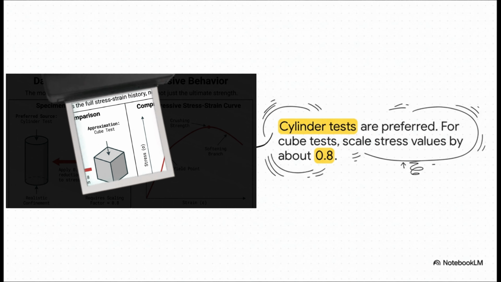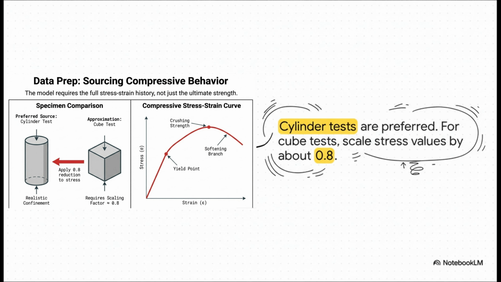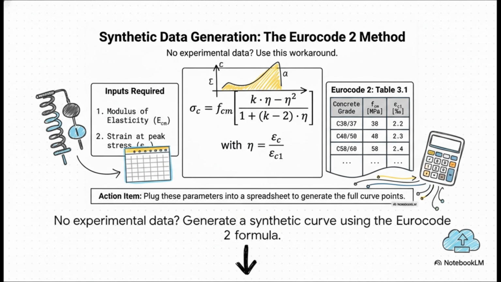A cylinder test is what you want, because it gives a much more realistic picture. Now, if all you have is data from a cube test, you can still make it work, but you'll have to knock the stress values down by about 20%. Multiply them by 0.8 to get them in the right ballpark. But what if you don't have any lab data at all? Hey, don't worry, it happens. There's a fantastic, widely used workaround. You can actually generate a whole stress-strain curve from scratch using this formula from Eurocode 2. You just need a couple of basic properties for your concrete, which you can usually look up in a table like this one. Pop those numbers into a spreadsheet, and you're off to the races.